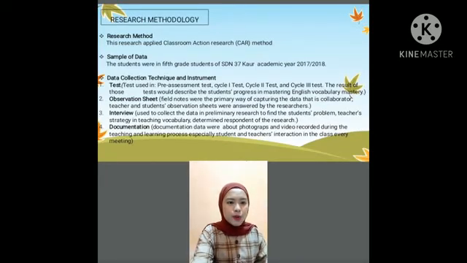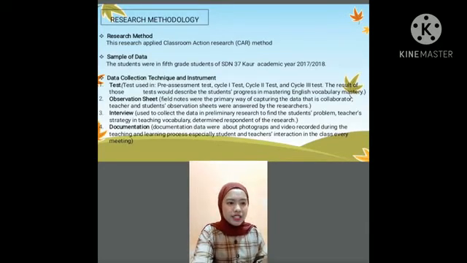And the second, observation sheet. Field notes were the primary way of capturing the data, that is collaborator, teacher and student observation sheets were ensured by the researcher. And the third, interview.